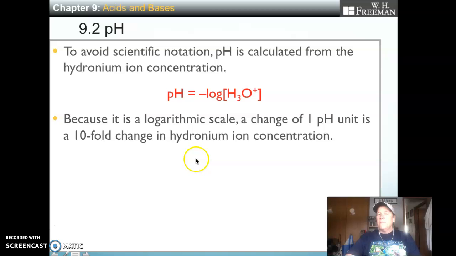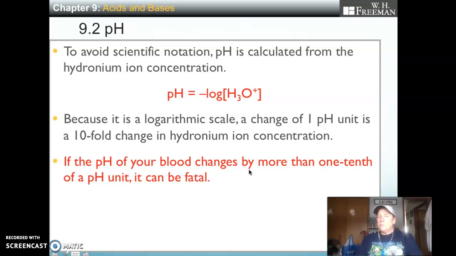So if you go from 5 to 6, you think you're increasing by 1. No, you're increasing by 10. If you go from 2 to 4, you're not increasing by 2, you're increasing by 100. So it's 10, 100, 1,000, and so on. If the pH of your blood changes by more than 1/10 of a pH unit, it can be fatal. People usually test their blood sugar and other things, but they can test their pH. If the pH of your blood is too low or too high, it's dangerous.